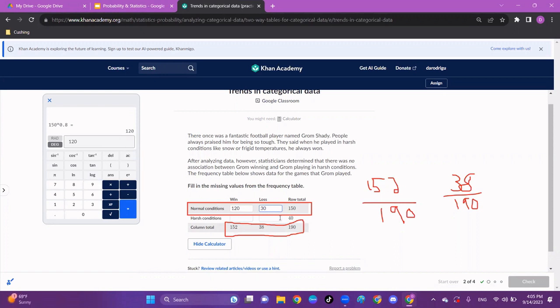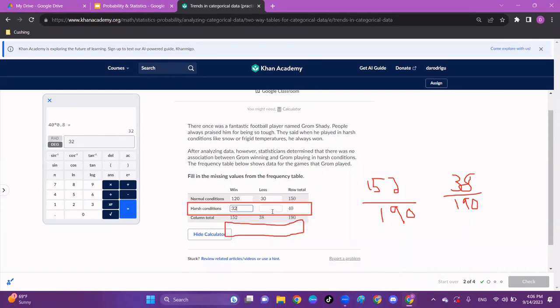And we have 80% as well of 40. You may as well do this in a calculator, but you could probably do it in your head as well. You could do 40 times 0.8. The way you could do this is 80% of 10 is 8, and you can multiply that by 4. So we should get 32. So 32 wins, and that leaves 8 losses since there were 40 games in harsh conditions. So what this data table is now telling us is it doesn't matter whether the conditions are normal or harsh. Brady has an 80% chance of winning the game, 20% chance of losing.